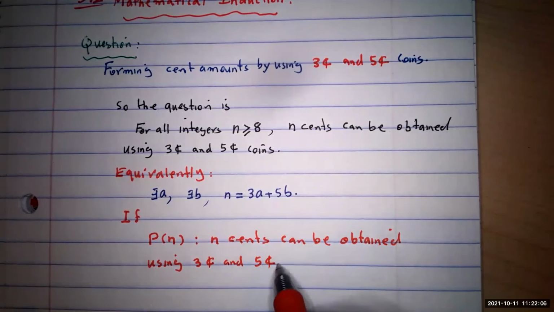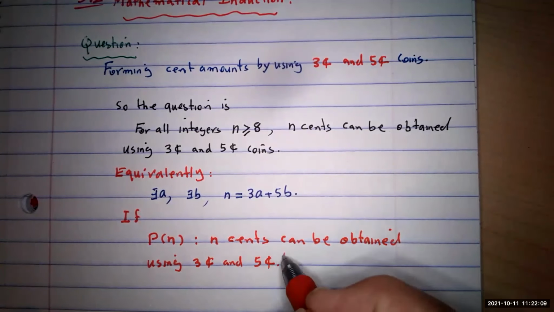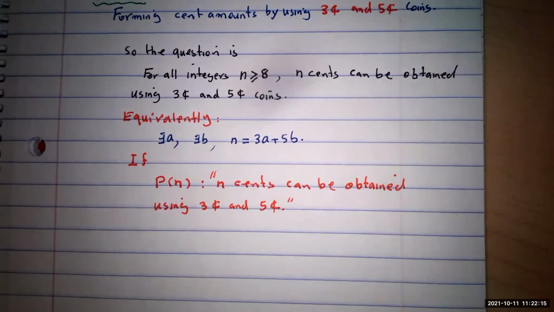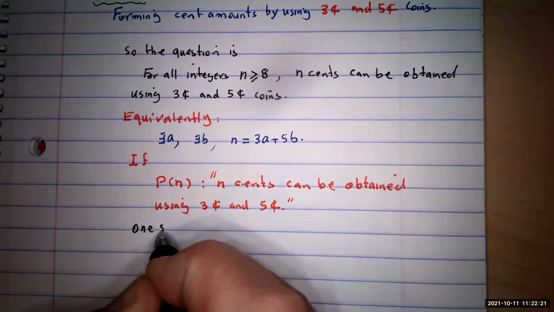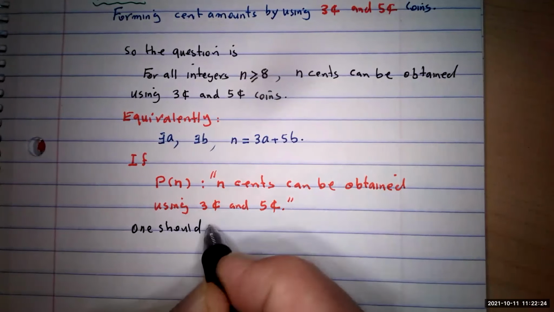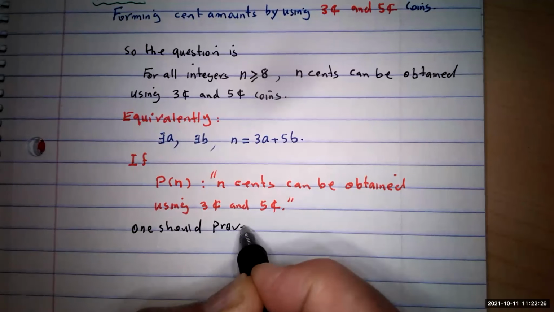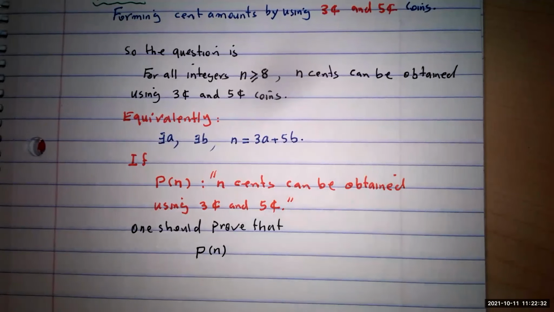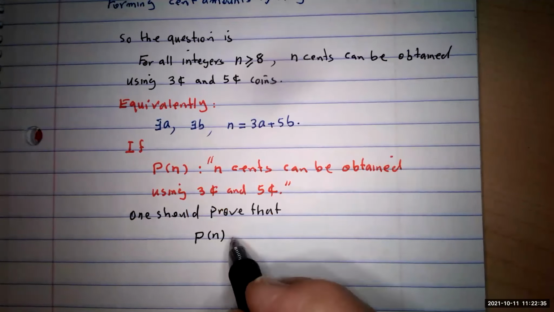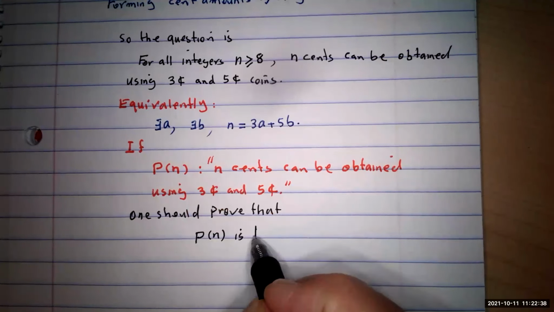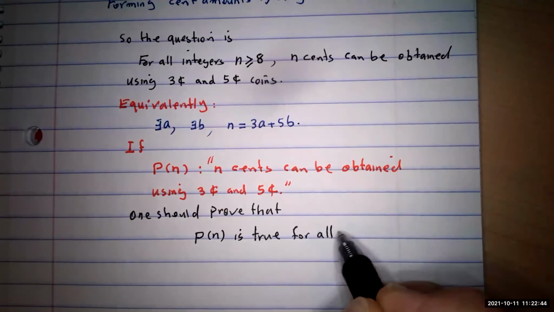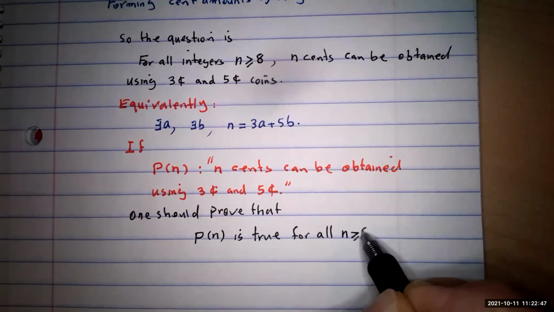I write it down in a format that I will eventually call mathematical induction. So this predicate Pn, what I should prove is that Pn, the expression, the predicate that you talk about, is true for all n greater than or equal to 8. You see, nice.